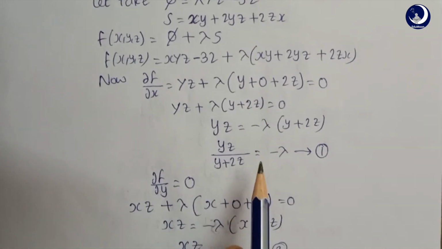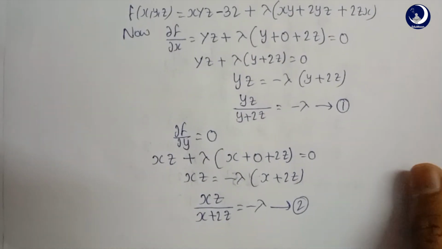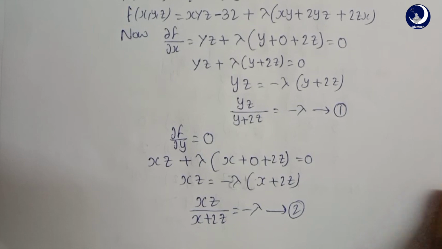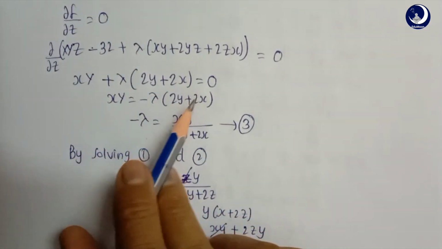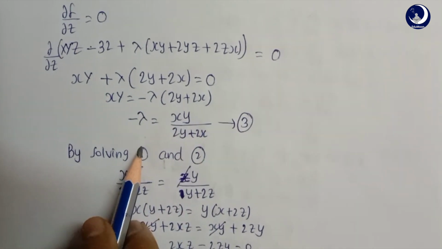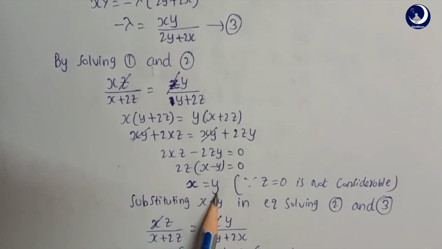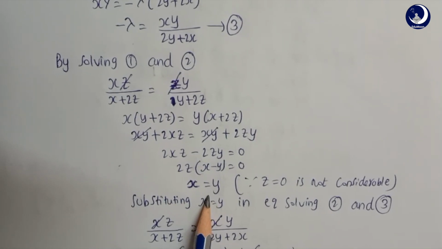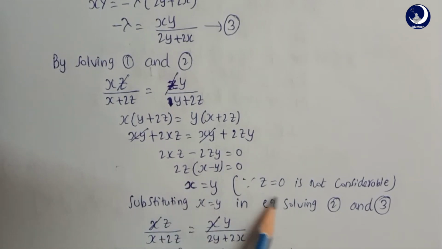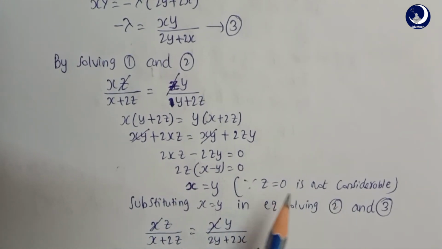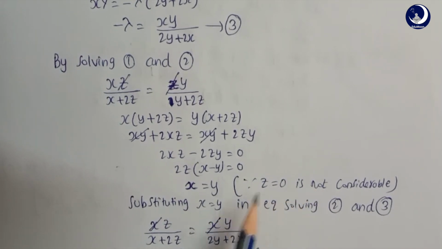Then we got 3 types of values. By solving 1 and 2 we get x equal to y. But here we also got z equal to 0, which is not considerable, because if z equal 0, the length and breadth also become 0, so it's not considerable.